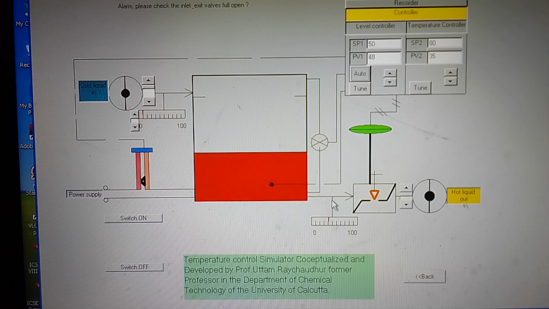This control valve under the level controller manipulates the flow such that the level is 50%, and the temperature is adjusted by a variable resistance. It is as if a jockey moves up and down to vary the resistance for the heater, so the heating rate will be different. We see the temperature is rising and trying to reach 80 degrees centigrade, and we can also see the recorder.